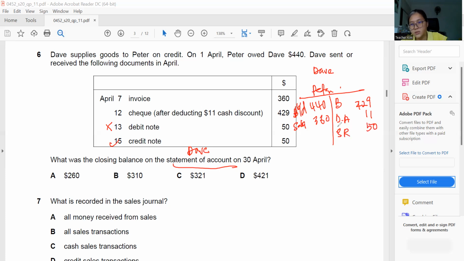So what will be the closing balance? The closing balance will be taking the total debit minus the credit. So here we offset it already. This is equal to these two. So 360 minus 50, we get 310. So the answer should be B.